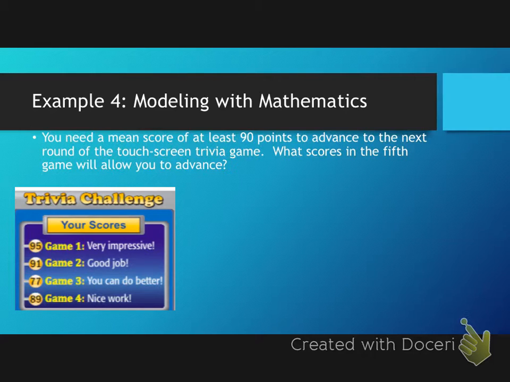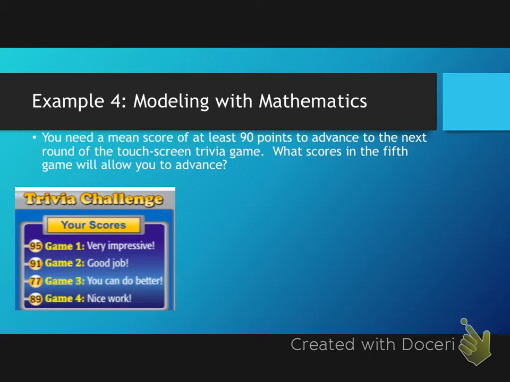So we're looking here at our trivia challenge. Your scores: you got a 95 for game 1. Very impressive. 91 for game 2. Good job. 77 for game 3. You can do better. And 89 for game 4. Nice work. So we're going to start here by looking at how we're going to set this up. First you need to understand it, and you know the scores of the first 4 games. You are asked to find the score of the 5th game that will allow you to advance.